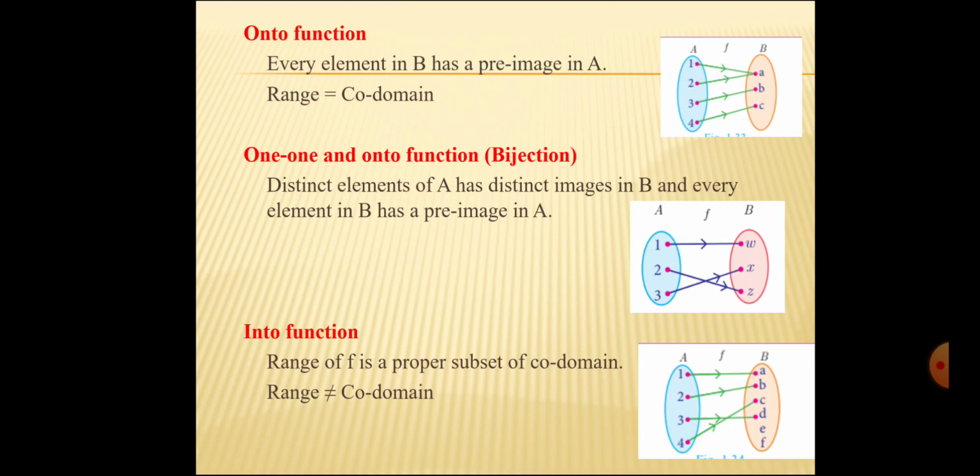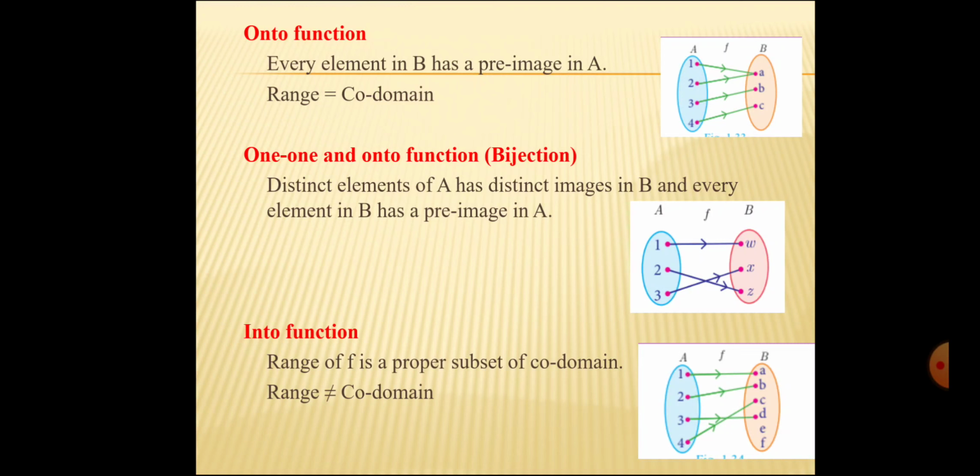So how many types do you see today? One-one function, many-one function, onto function, next bijection function, next into function. What is the one-one function? Distinct elements have distinct images. That is a one-one function. Next, many-one function. Many elements have the same image. So that is a many-one function.